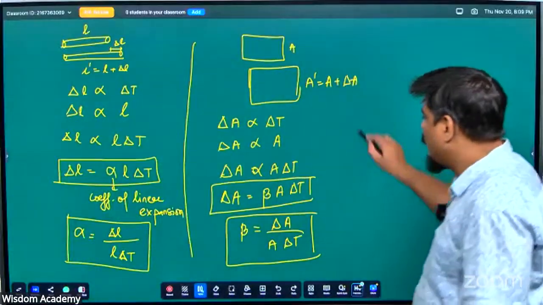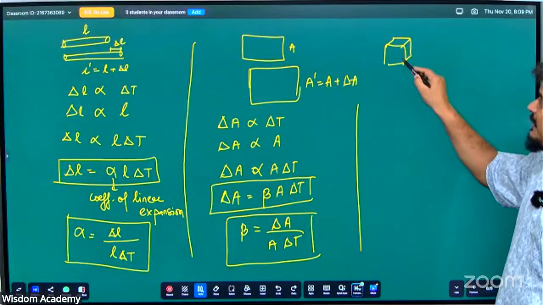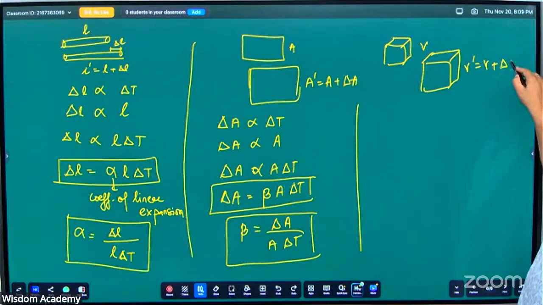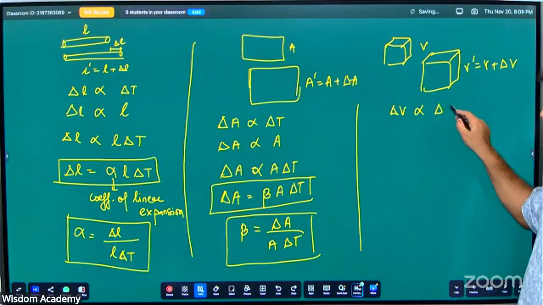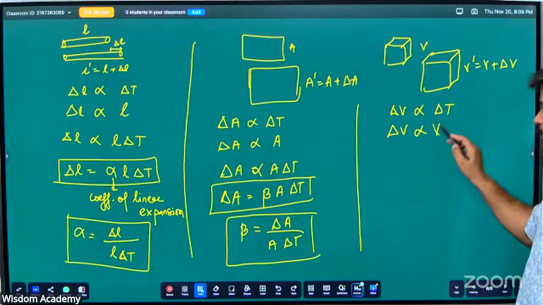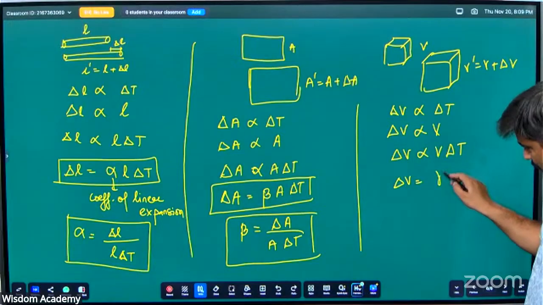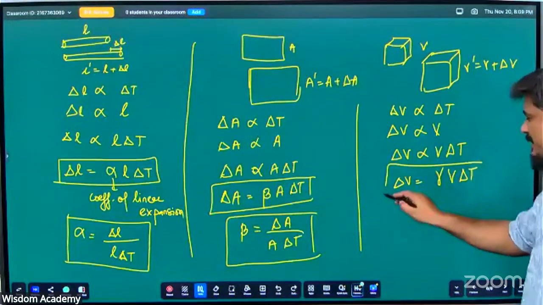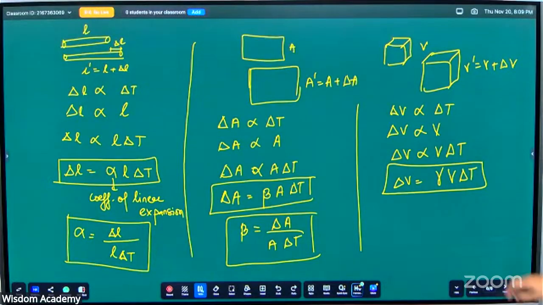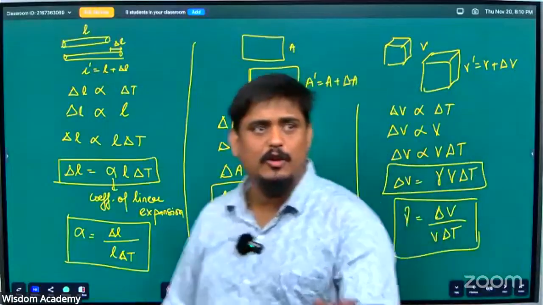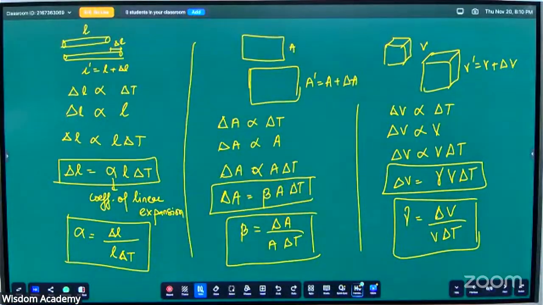Same way, suppose you have a volume like this, initial volume V, heated, and it became a little bigger. So V dash became V plus delta V. This delta V is proportional to delta T, and delta V is proportional to original volume V. So delta V is equal to gamma into V into delta T. This gamma is called the coefficient of cubical expansion, and gamma can be written as delta V by V delta T. So if they ask you to define coefficient of cubical expansion, it is defined as change in volume per unit original volume per degree rise in temperature.